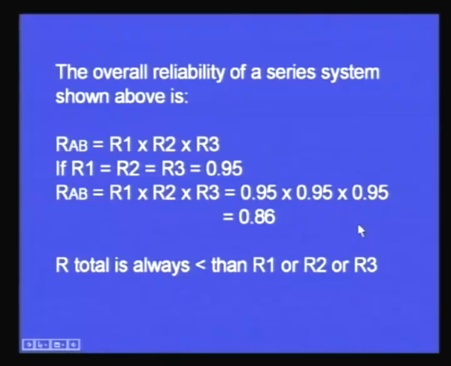So in this case also we can see that 0.86 is always less than 0.95. So all the three components have the reliability 0.95, but the overall reliability of the system that we are getting is less than the individual reliability. So the reliability of the system is less than the individual reliabilities of the individual components.